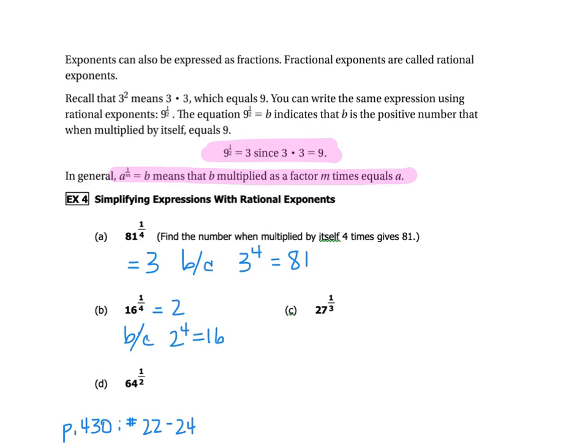27 to the 1/3 power. What multiplied by itself 3 times gives us 27? That would be 3, because 3 to the 3rd power gives us 27. And 64 to the 1/2 power, that means what multiplied by itself twice gives us 64? That would be 8, because 8 squared equals 64.